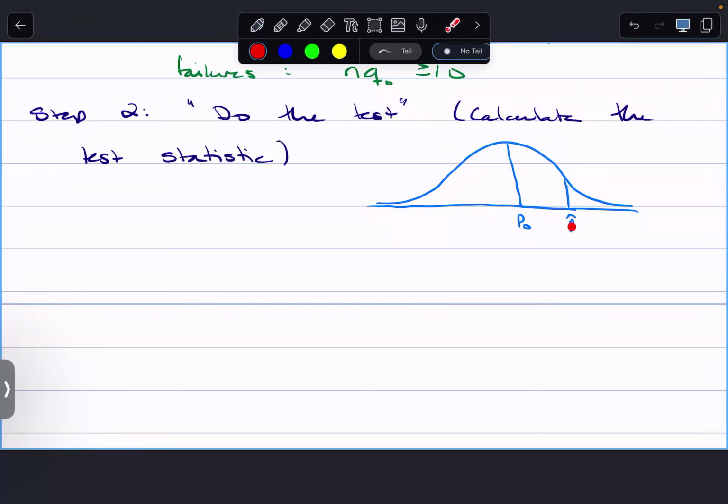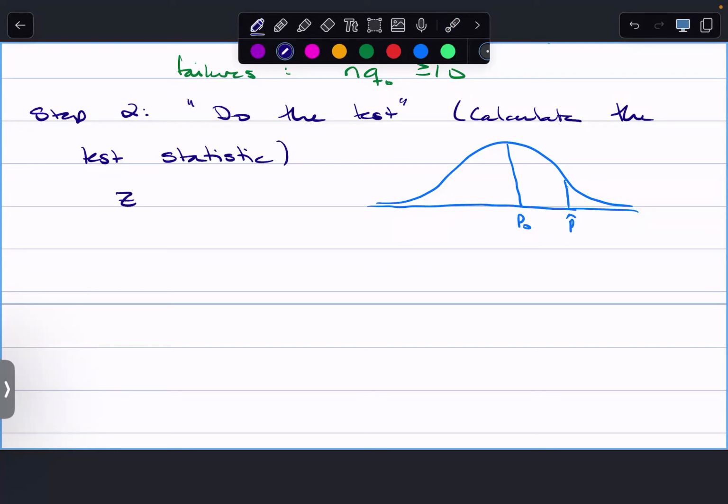If the sample that I've collected is far enough away, then I can say that's evidence against it being centered on P naught. It's more likely that it's centered on something else. It's possible, but it's more likely to be centered on something else.